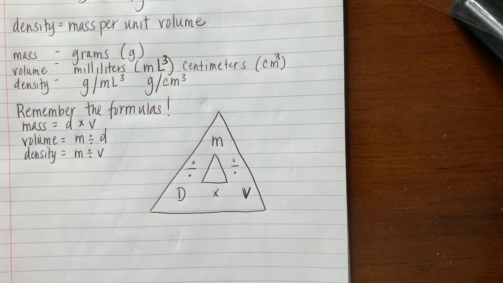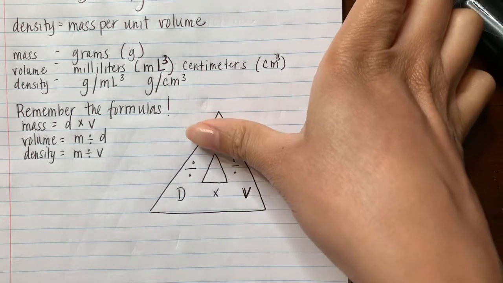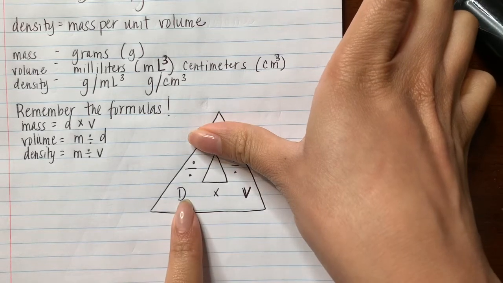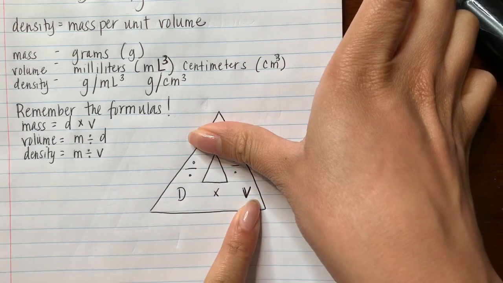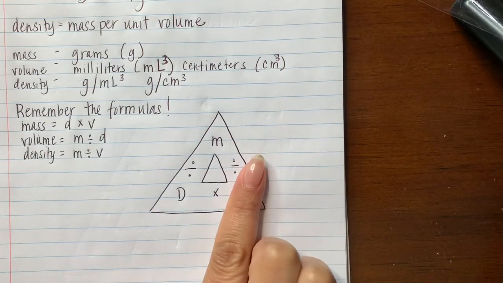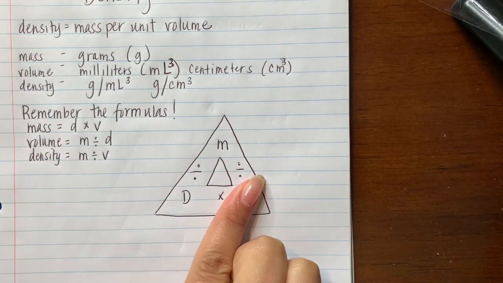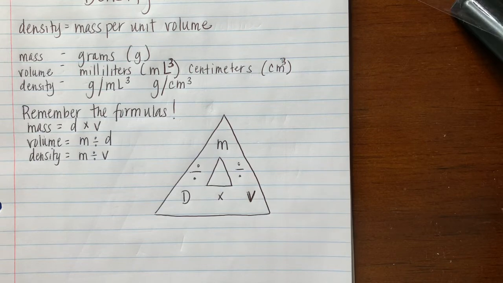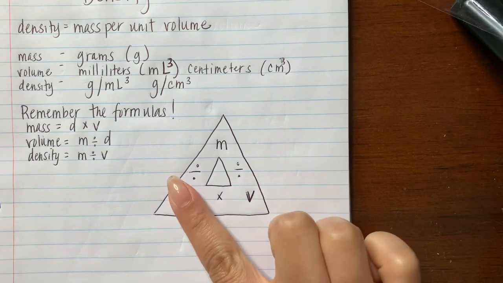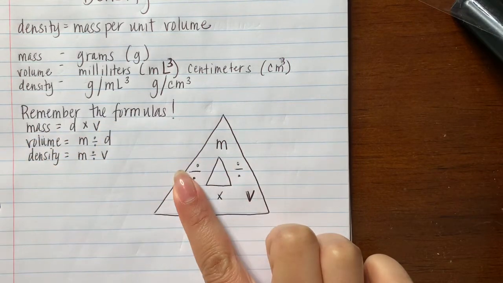So an easy way to remember this. If the question says, what is the mass? You don't have the mass, so you're going to cover it up. That will give you density times volume. If your question says, what is the volume? You don't have volume, so you're going to do mass divided by density. If your question says, what is the density? You're going to cover up density because you don't have it. Mass divided by volume.